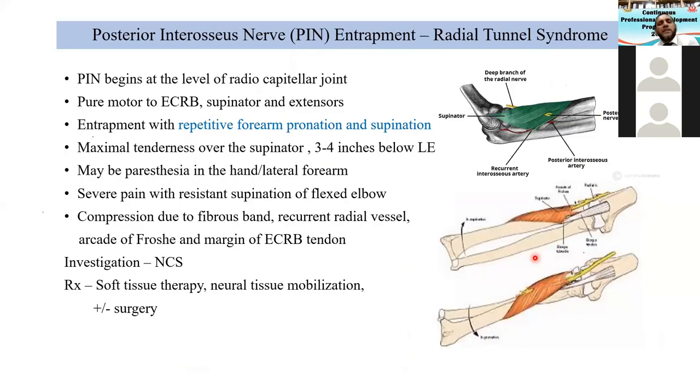The other condition which we always come across in the setting of tennis elbow is posterior interosseous nerve entrapment, which is radial tunnel syndrome. This is also a pain in the lateral elbow, but the pain in the tendons is more distal compared to tennis elbow. The PIN begins at the level of the radiocapitellar joint, and it is purely motor to the extensor carpi radialis brevis, supinator and extensors, and it passes through the supinator muscle.